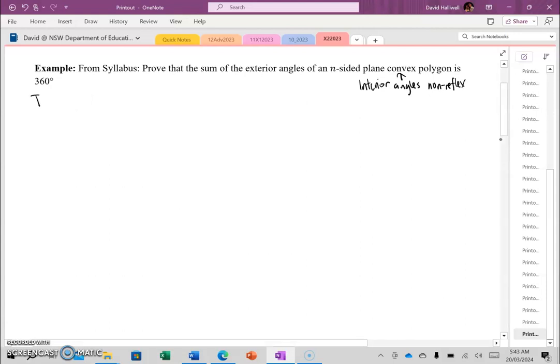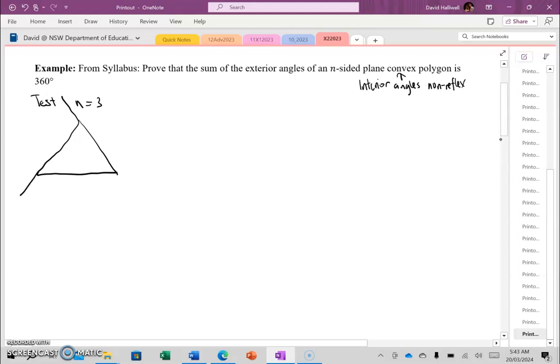So we first start off with the test. We can't have a one-sided polygon or a two-sided polygon. The lowest-sided polygon is a three-sided polygon, which is a triangle. So let's just draw a triangle here. Okay, there's a triangle.